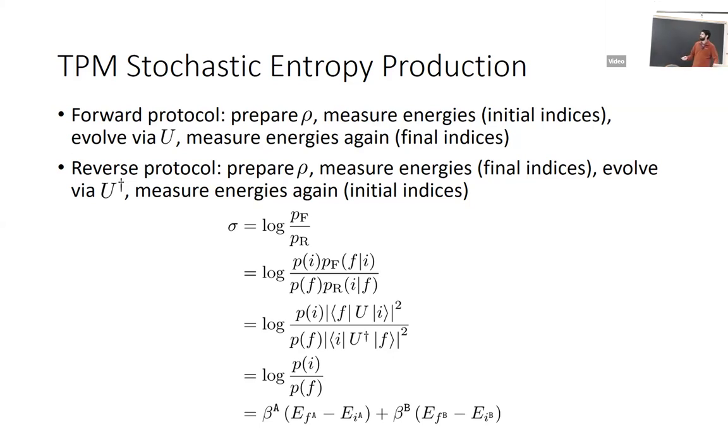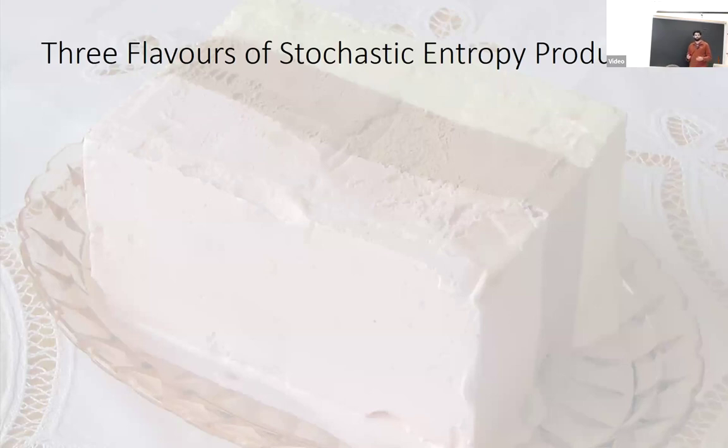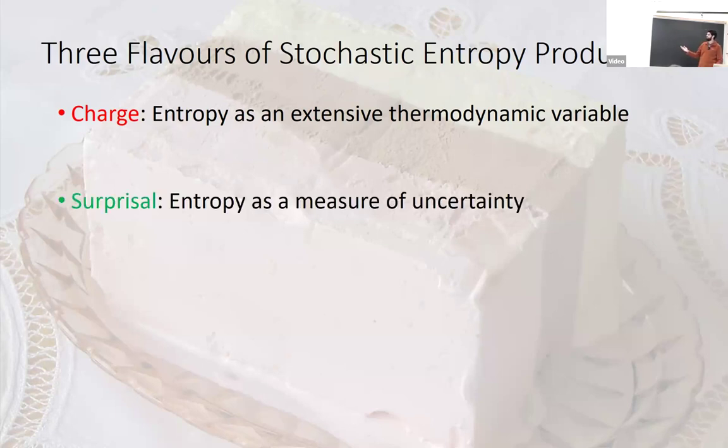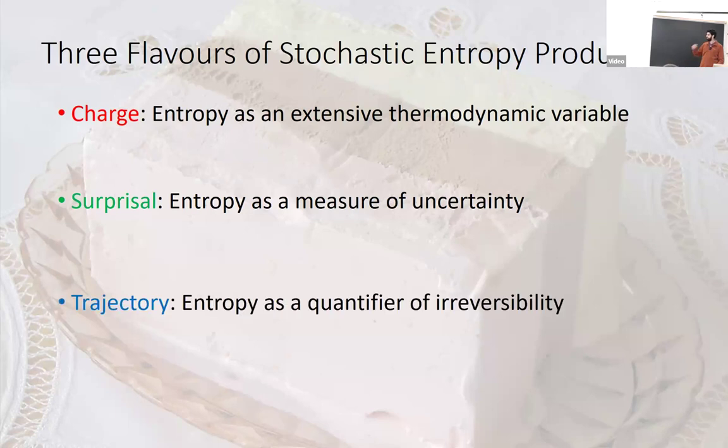So with that, we're now ready to introduce our three different formulas, or flavors, if you will, of stochastic entropy production. The charge, which really connects to entropy's role as an extensive thermodynamic variable. The surprisal definition, which really harks back to entropy's roots as an information theoretic measure of uncertainty. And finally, the trajectory definition, which connects to entropy's key role as a quantifier of irreversibility and its involvement in the notion of the arrow of time.